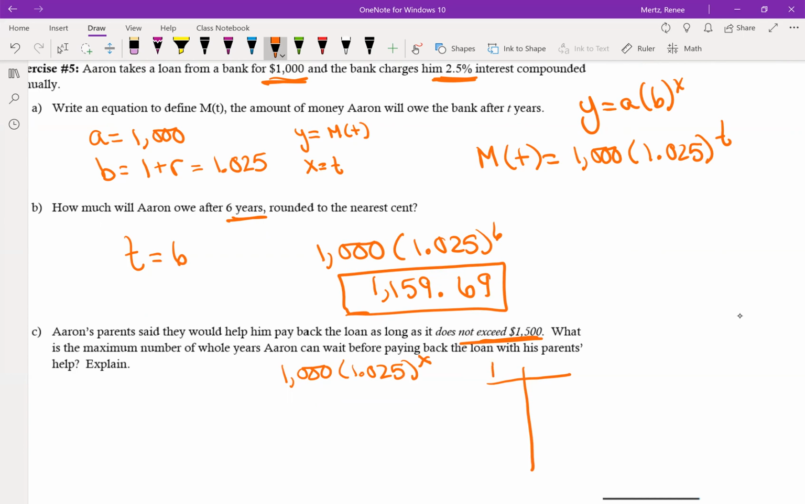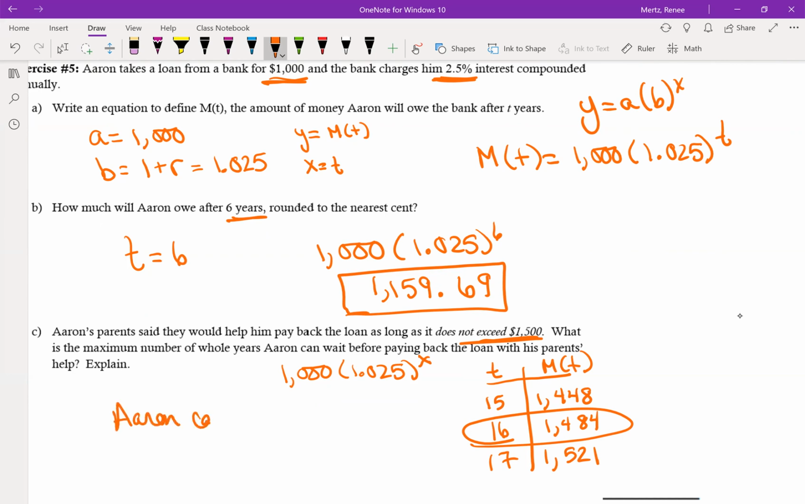So we have t, and then we have M of t. At 15, I have 1,448. At 16, I have 1,484. And at 17, I have 1,521. So this is the last time that it's under 1,500. So Aaron can wait 16 years. That's a long time.